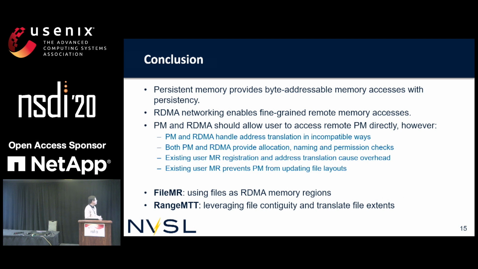To conclude, persistent memory provides byte addressability, and RDMA also provides byte addressability. However, we find they don't mesh together easily, and we are proposing FileMR, which is a file-based RDMA concept, along with range-based translation. So that concludes my talk. Thank you.